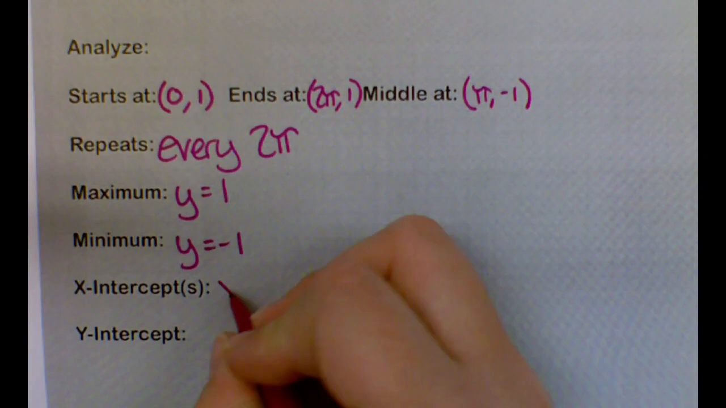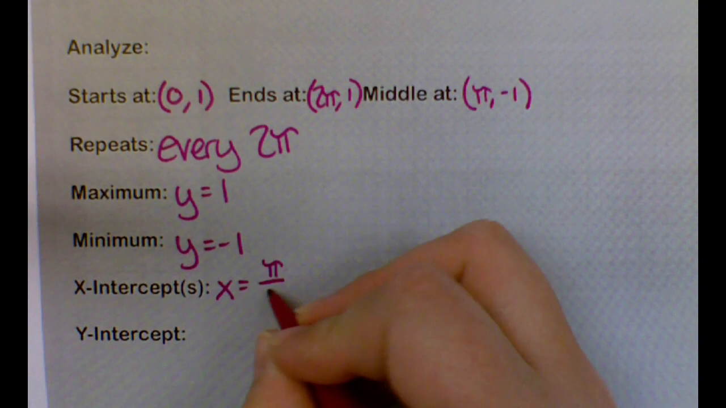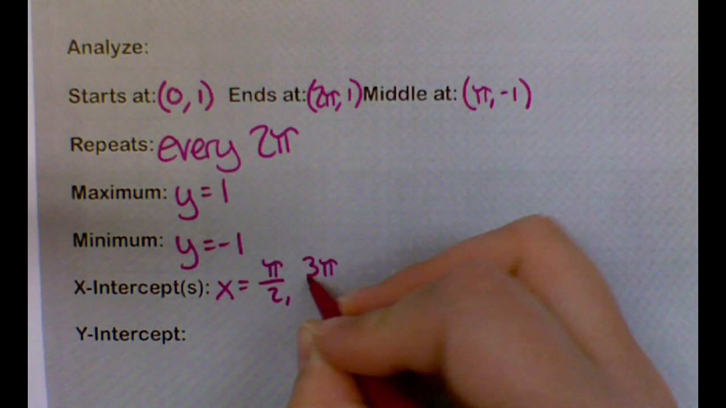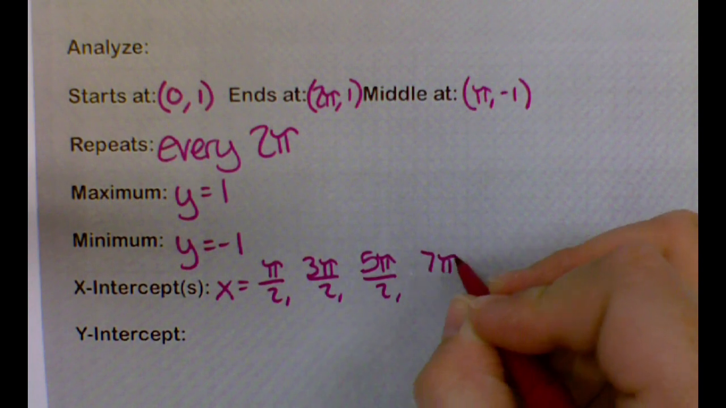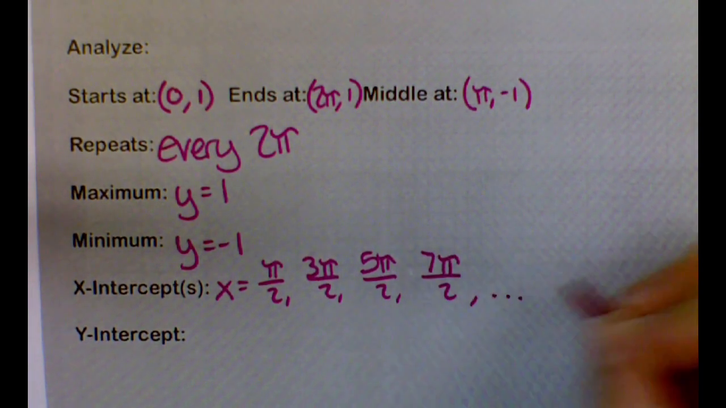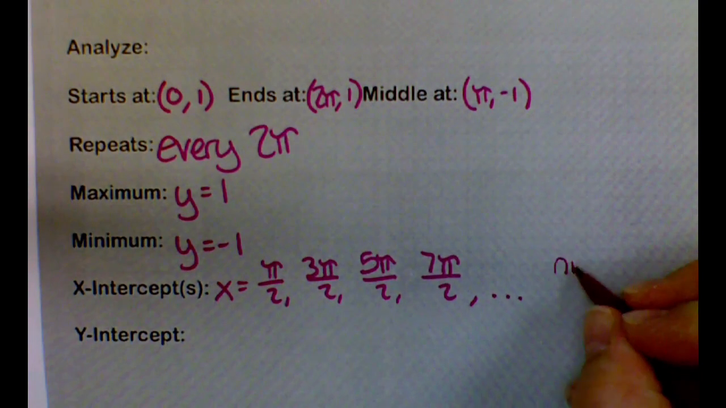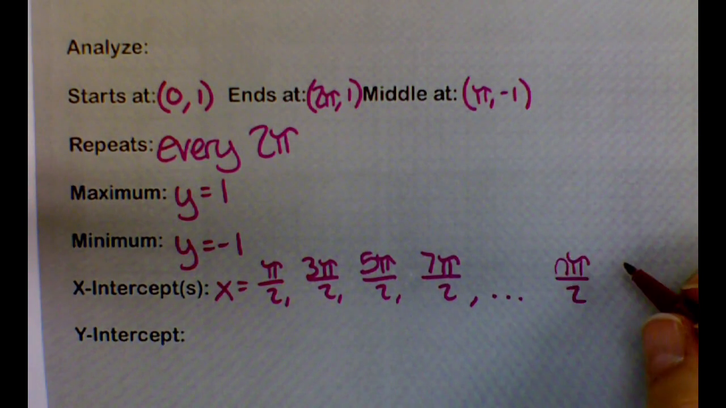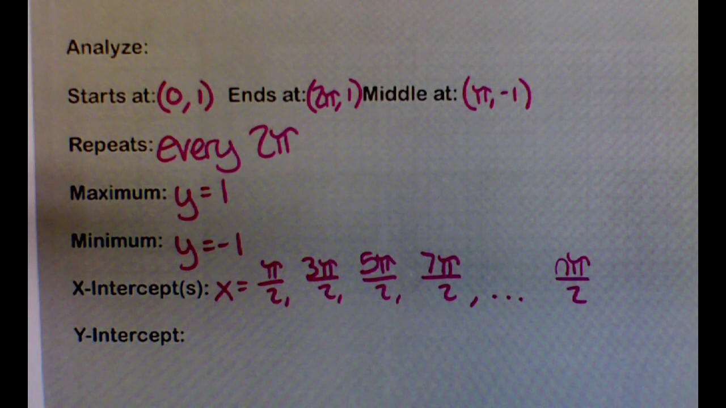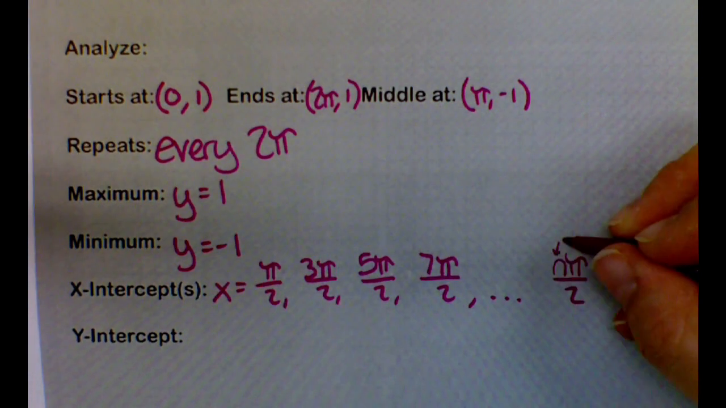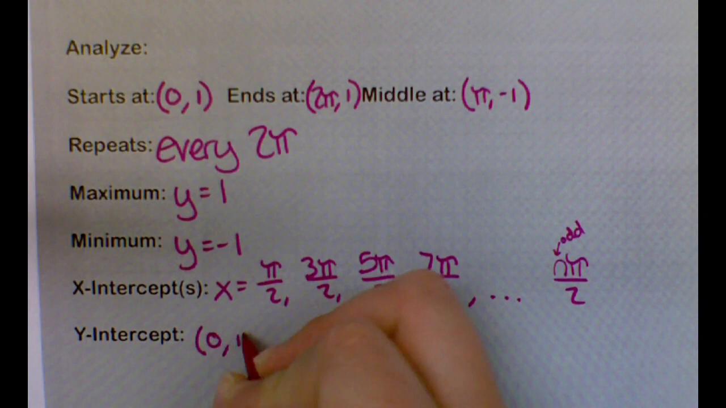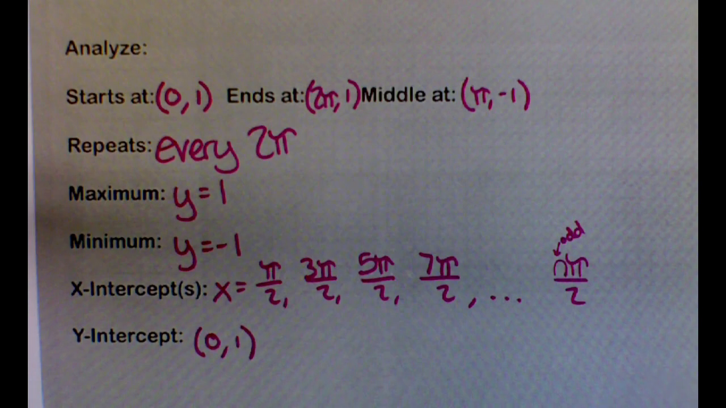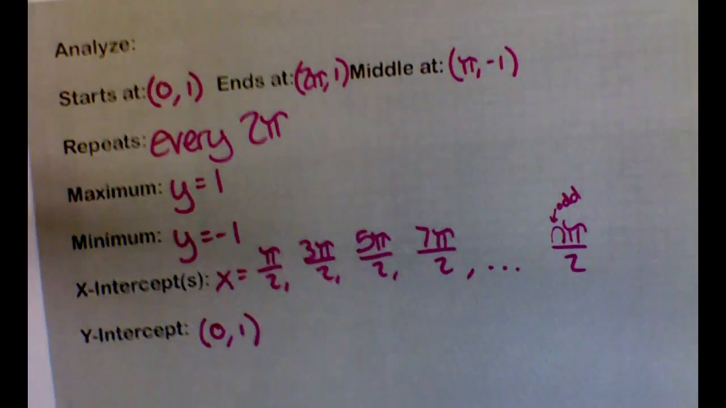X-intercepts, now they're a little different. X-intercepts are pi over 2, 3 pi over 2, 5 pi over 2, 7 pi over 2, every odd pi over 2. Make sure n is odd. There we go. N pi over 2 if n is odd. The y-intercept here is 0, 1. So that 0, 1 is a big telltale factor whether you're working with a sine or a cosine.